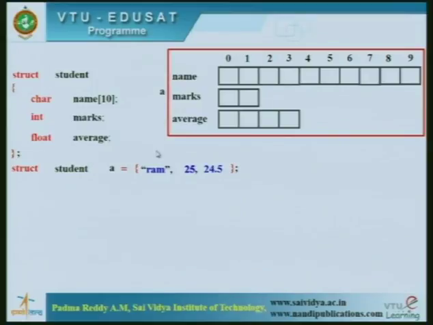Now what will happen here? The string RAM will be copied into this memory location, and the string always ends with what? Null character. Then coming back, what is the next one we have here? 25. The 25 will be copied to the next field. So here we get 0025. And finally you have the average marks, that is 24.5, and that will be copied into this particular field. So this is how we can initialize one variable using a tagged structure.